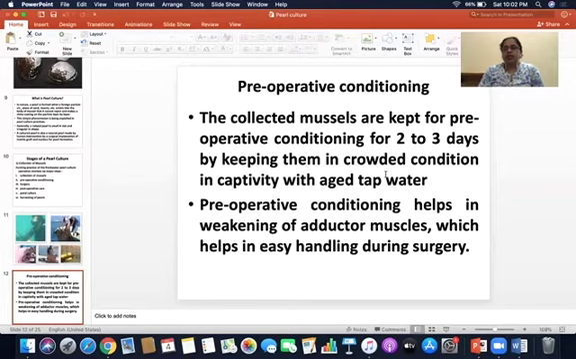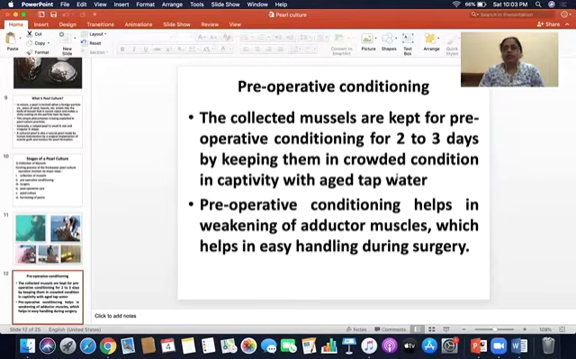Now, what is the meaning of aged tap water? Tap water that is collected and stored for a couple of days to remove the chlorine fumes from it is known as aged tap water. They are kept in a crowded condition so as to weaken the adductor muscles that keep the two valves of the shell tightly close to one another.